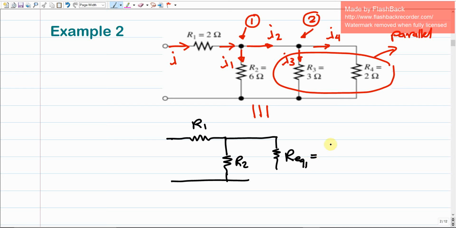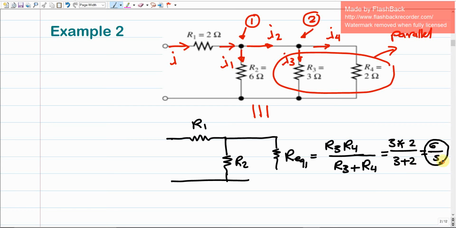And how much is R equivalent 1? It should be their multiplication divided by their sum. So it's going to be R3 times R4 divided by R3 plus R4. How much is it? It should be 3 times 2 divided by 3 plus 2, which is going to give us 6 over 5 ohms. This is R equivalent 1. What I did here is I just combined R3 and R4 into an equivalent resistance, so I have simplified this electrical circuit further.